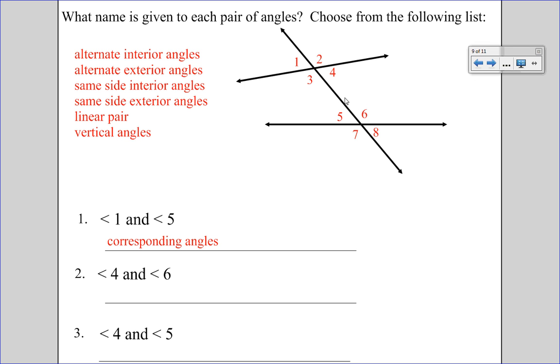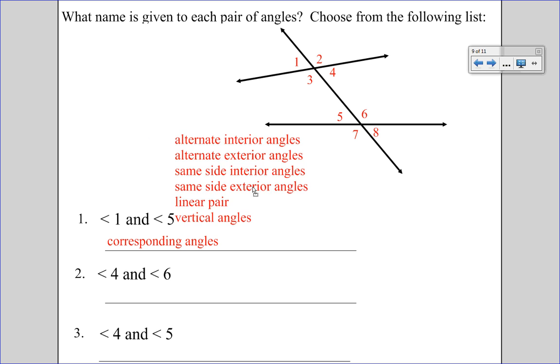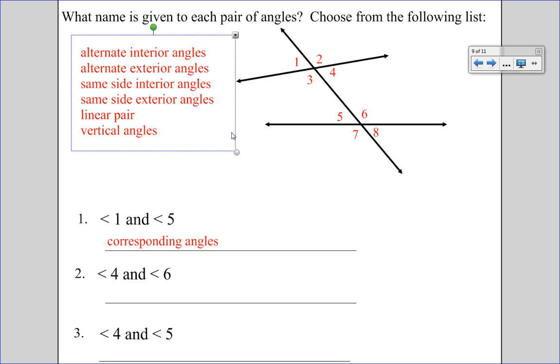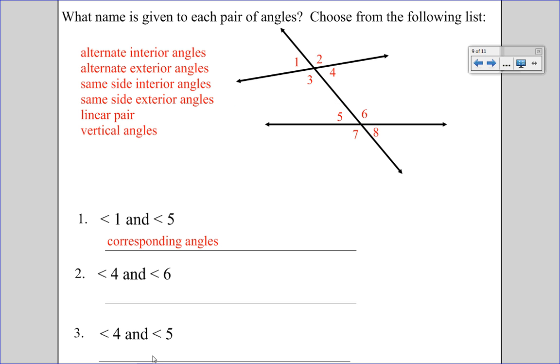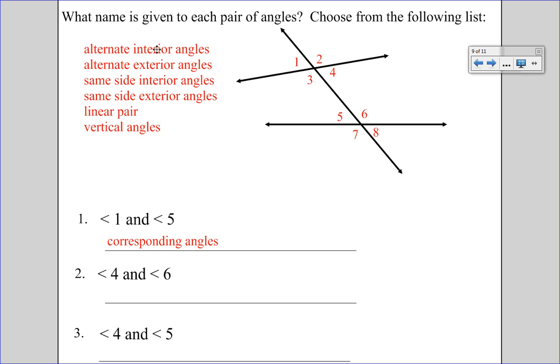Angles 4 and 6. They're both on the same side of the transversal, but they're both interior angles. So same side interior angles. Okay, well that did not work. It decided to drag. But those would be same side interior angles. And finally, angles 4 and 5 would be interior, but on alternate sides of the transversal. So those would be alternate interior angles.